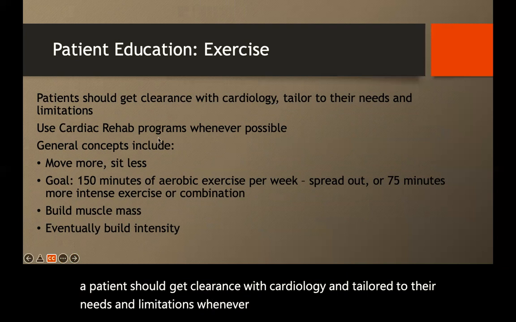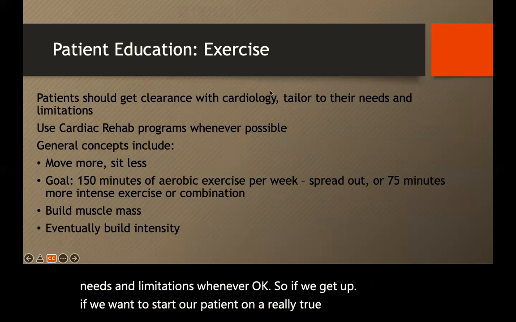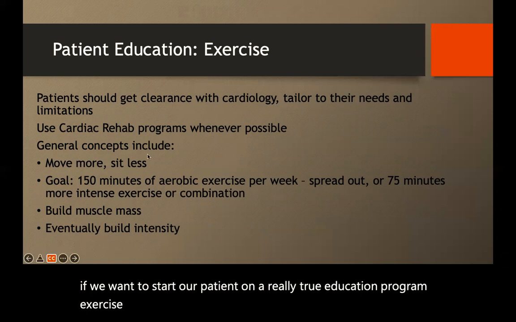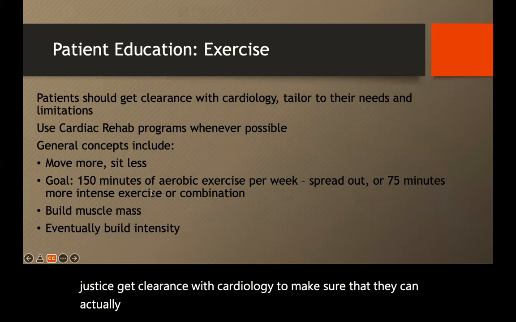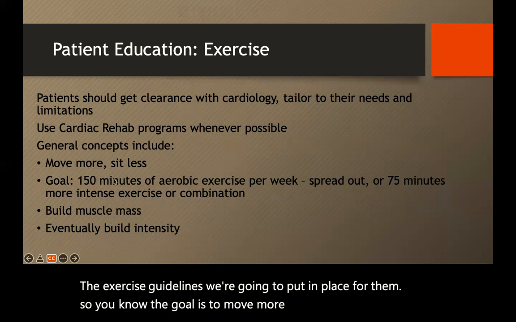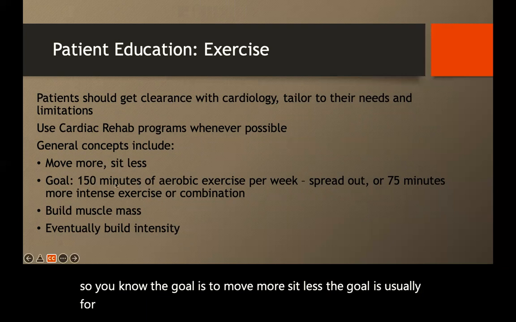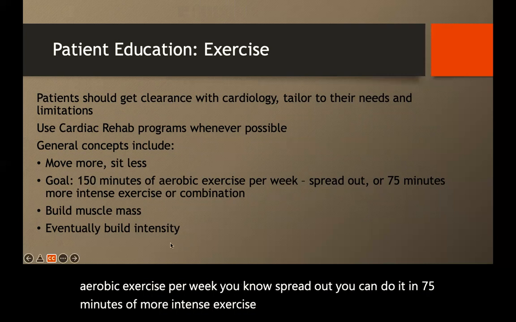Okay, so if we want to start our patient on a really true education and exercise program, we do need to get cardiac rehab involved and get clearance with cardiology to make sure that they can actually sustain the exercise guidelines we're going to put in place for them. So, the goal is to move more, sit less. The goal is usually for the average patient who gets clearance to do 150 minutes of aerobic exercise per week, spread out. You can do it in 75 minutes of more intense exercise or a combination, however you want to do it.